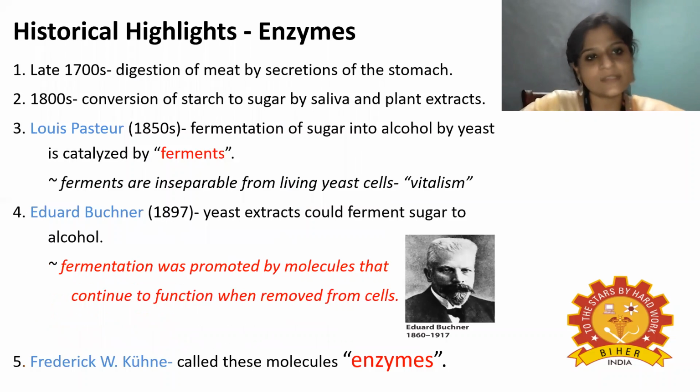So let us see the historical highlights of enzymes. How was the enzyme discovered and who named it? In the 1700s, the concept of the enzyme emerged. How did this concept emerge? Through the digestion of meat by the secretions of the stomach. Initially I gave the digestion process as an example, and here it is exactly the digestion of meat by secretions of the stomach.